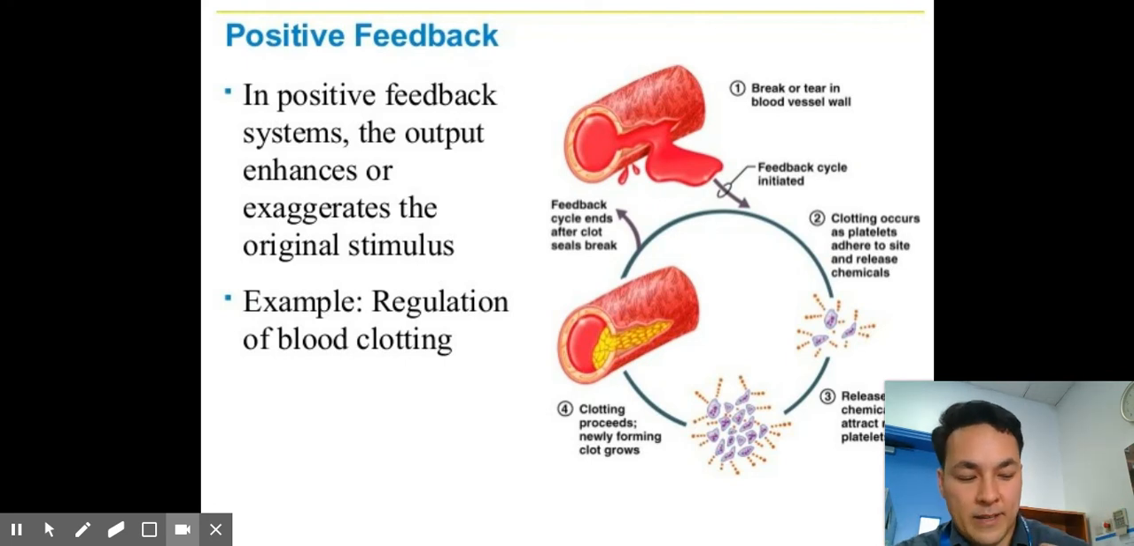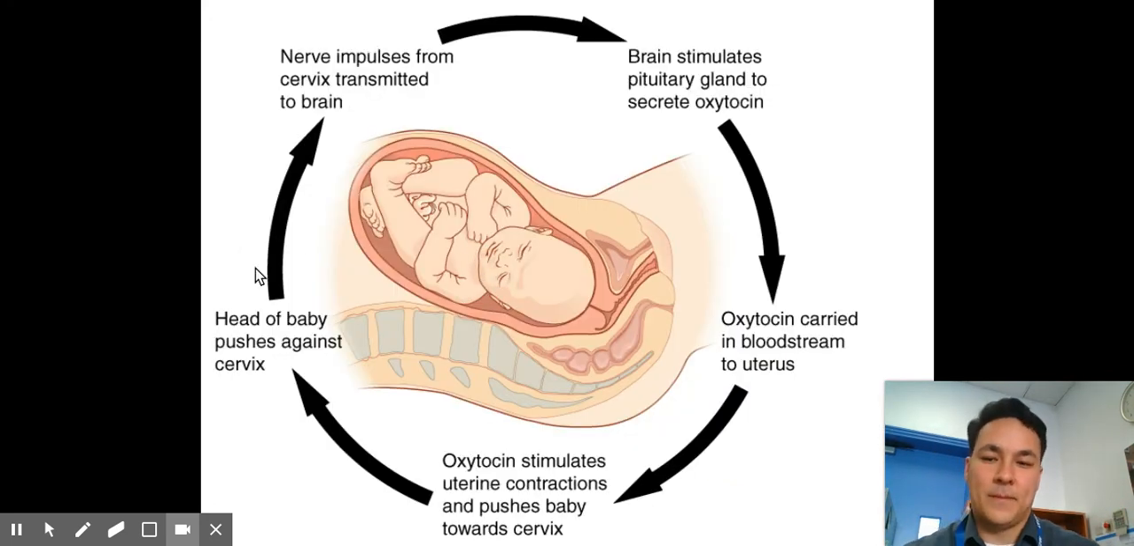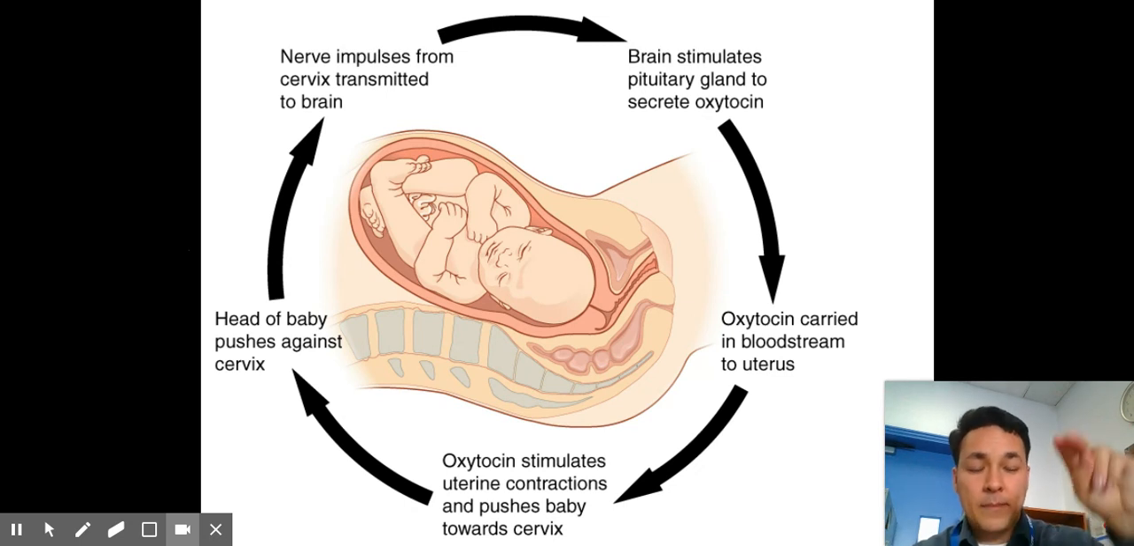Another example of positive feedback, one that's in almost every textbook, would be the birth of a baby. So the baby pushes against the cervix. It's going to send some nerve impulses to the brain, which is going to secrete oxytocin. This oxytocin is going to stimulate contractions to help push the baby out. And it's going to keep amplifying that signal until the baby's out of the mother. That way, it's the safest thing for the baby and for the mom. And then you'll be able to restore homeostasis.